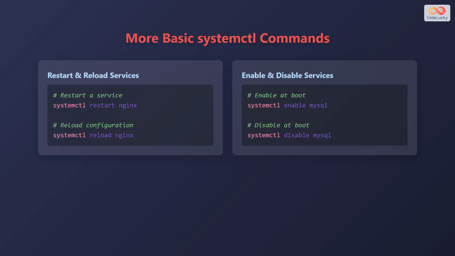To enable a service to start automatically at boot time, use the command systemctl enable, followed by the service name, for example, systemctl enable mysql. To disable a service from starting automatically at boot time, use the command systemctl disable, followed by the service name, for example, systemctl disable mysql.